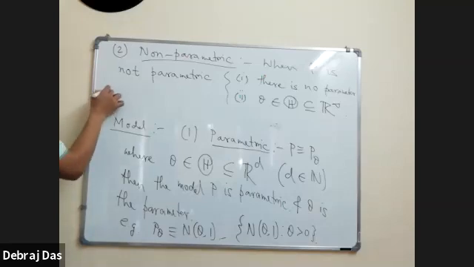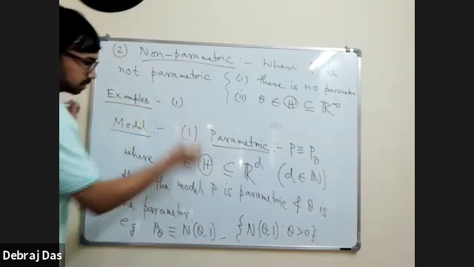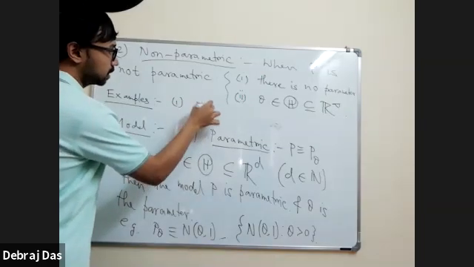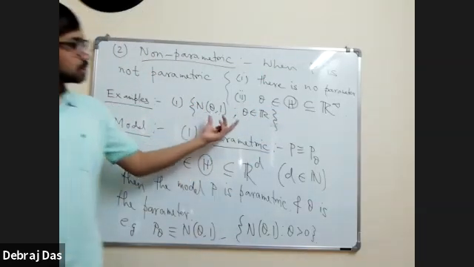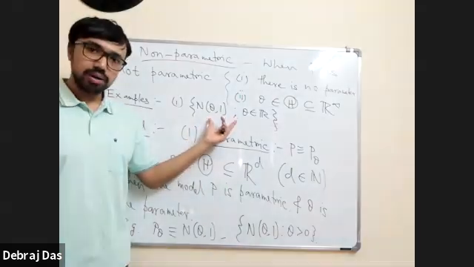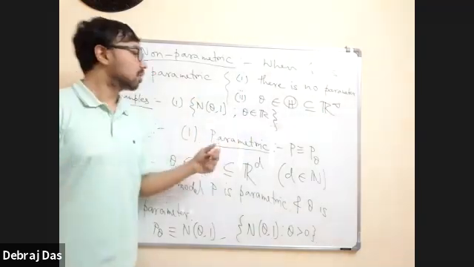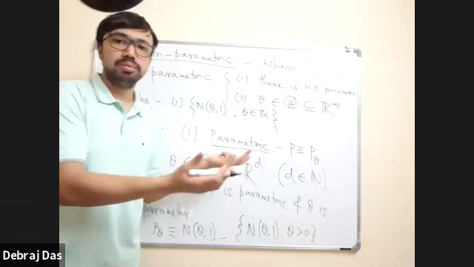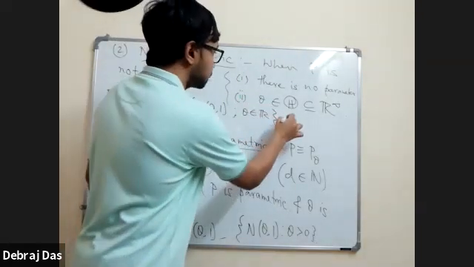So examples. First one is that normal theta, 1, theta belongs to R. Okay. So this is this family. So sometimes this whole thing is called a model. The whole thing, that means normal theta, 1, theta belongs to R, this is the model. Or sometimes it is called a family of models. It's simply the nomenclature, nothing else. Okay, so this is parametric.